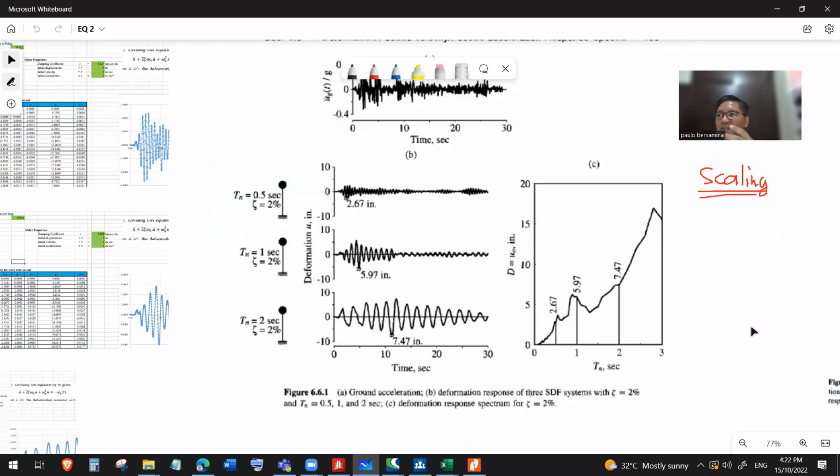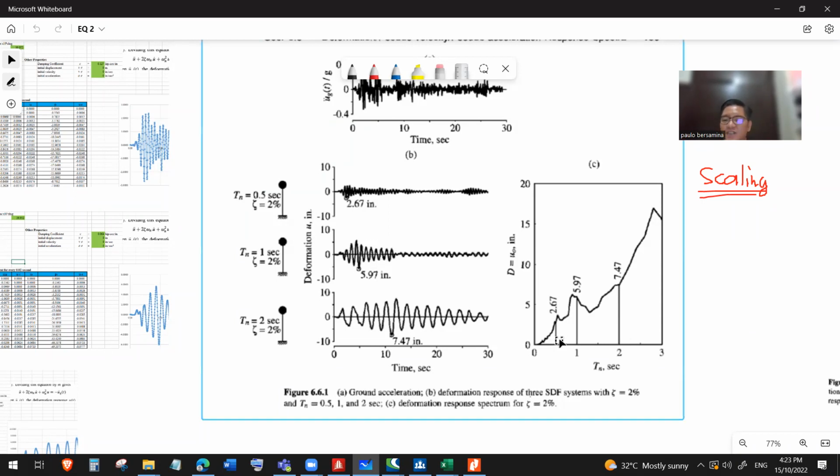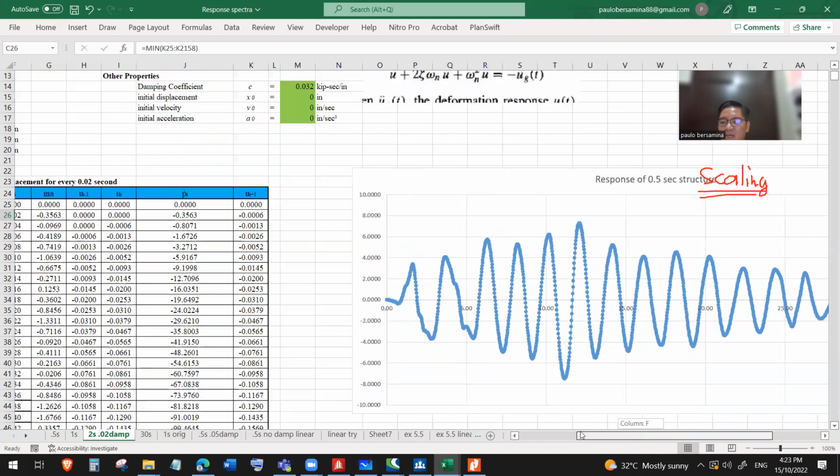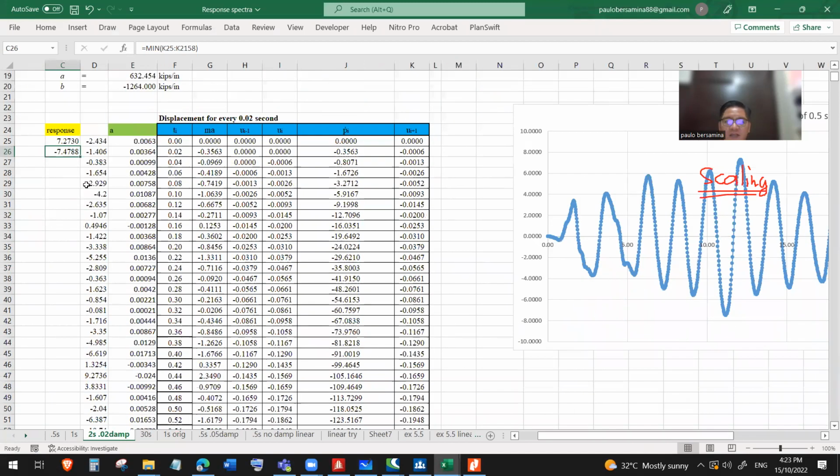So ano nga yung first derivative ng deformation? Velocity naman. And then second derivative of deformation, acceleration naman. Okay? So the trend is as your building goes higher, meaning the period goes higher, therefore the deformation also increases. So it's obvious, no? That's what we observed, and we were able to prove that mathematically using numerical methods approach.